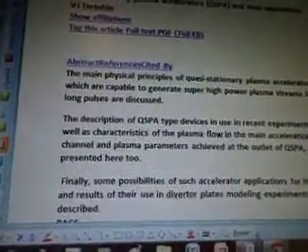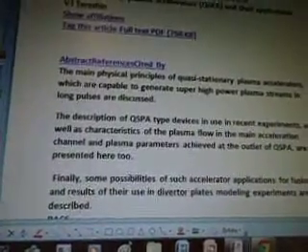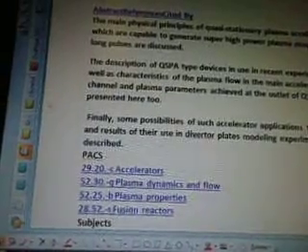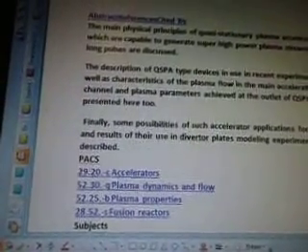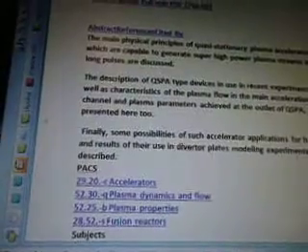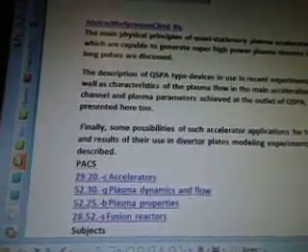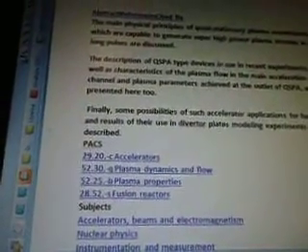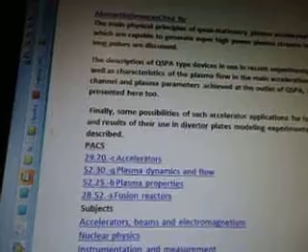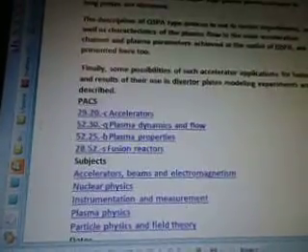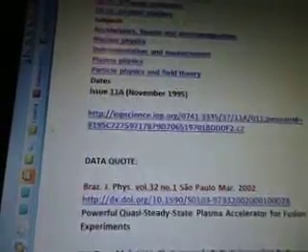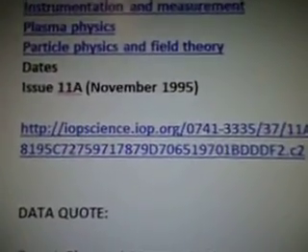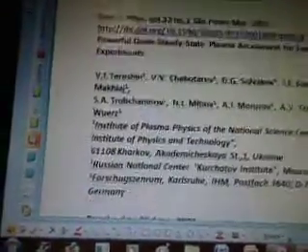pulses, are discussed. The description of QSPA type devices in use in recent experiments, as well as characteristics of the plasma flow in the main acceleration channel and plasma parameters achieved at the outlets of QSPA, are presented here too. Finally, some possibilities of such accelerator applications for fusion and results of their use as divertor plates modeling experiments are described. Okay, so that's what their experiments are. It's from 1995, and that's from iop.org.